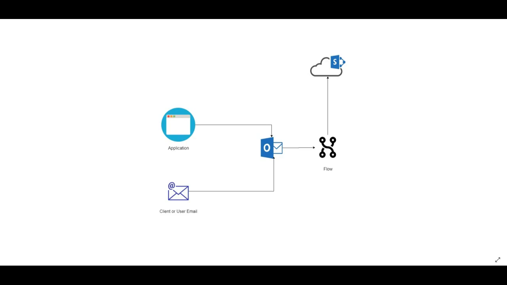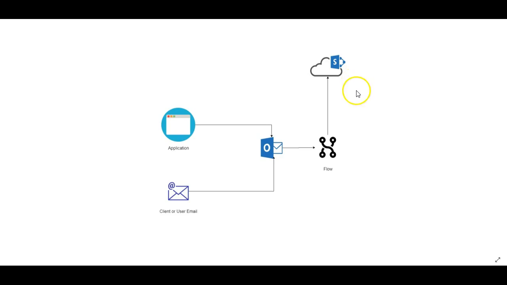Today we're going to be using Flow to parse an Outlook email and then create a SharePoint list item from it. This diagram will explain our simple use case. So you could have an automated email generated from an application of some sort, or an email from a client or user. So what we're going to do is when that email comes into our inbox and matches a certain criteria, such as title, we're going to have Flow pick up that email, parse it out looking for specific values, and then create a SharePoint list item mapping those values to corresponding columns in a SharePoint list.